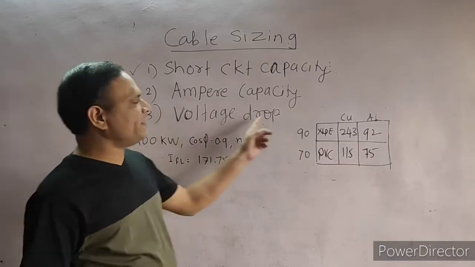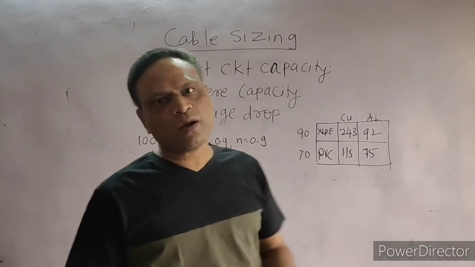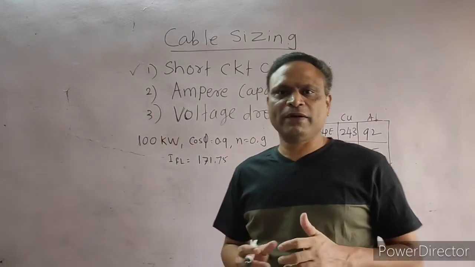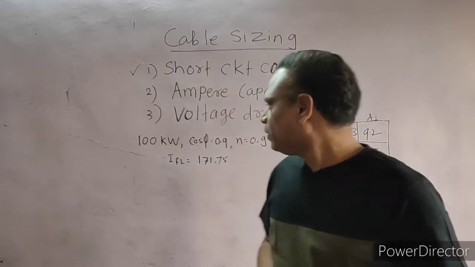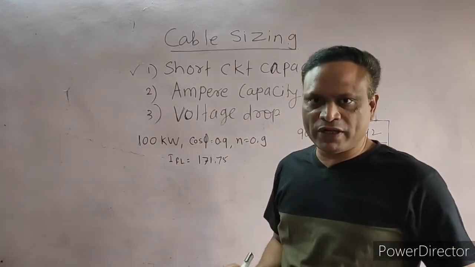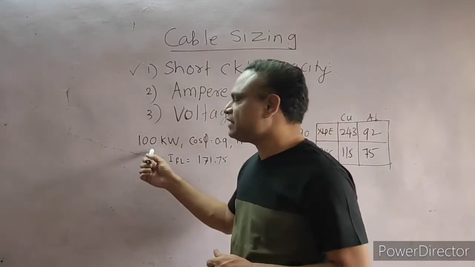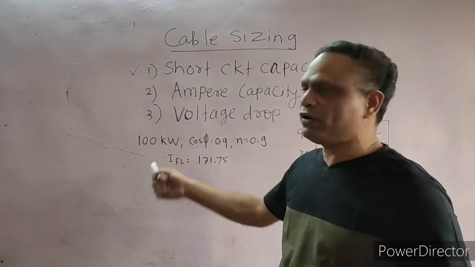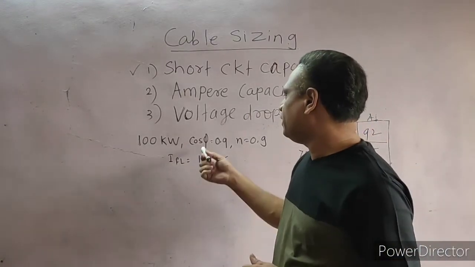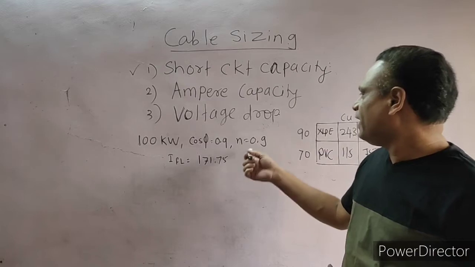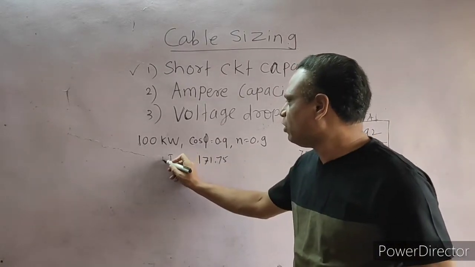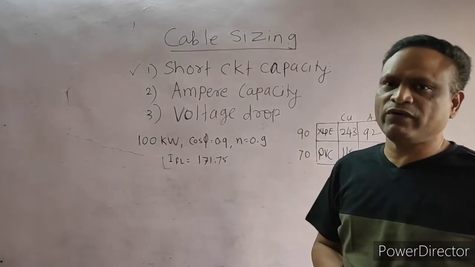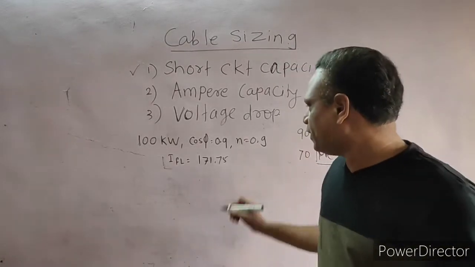Now the third criterion, voltage drop. Voltage drop should be less than 3% of the rated one. So we'll see how to calculate the voltage drop. We'll consider the previous example where we took the motor of 100 kilowatt with a power factor 0.9 and efficiency 0.9. We calculated the full load current of that motor as 171.75 amperes.